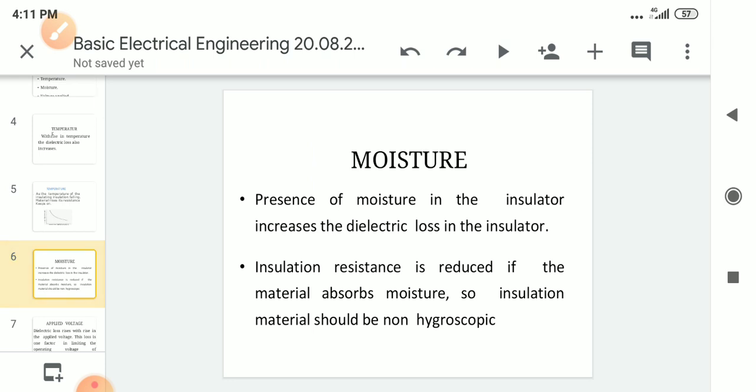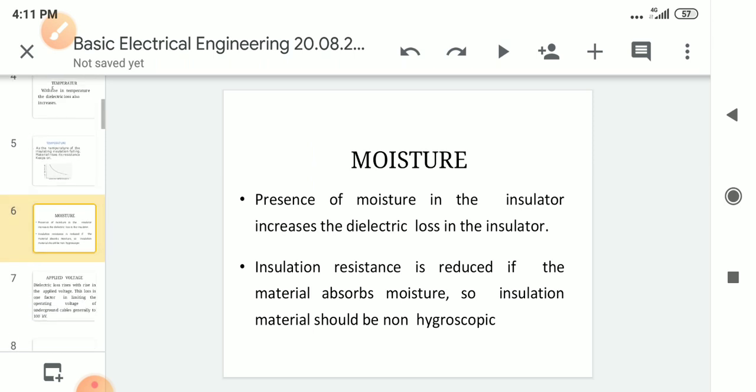Moisture. In the presence of moisture in the insulation material, what happens? It increases the dielectric loss in the insulator. Why? Because due to this moisture, insulation resistance will be reduced. If the material absorbs moisture, definitely the insulation resistance value will decrease. So, the insulation material must be non-hygroscopic in nature.